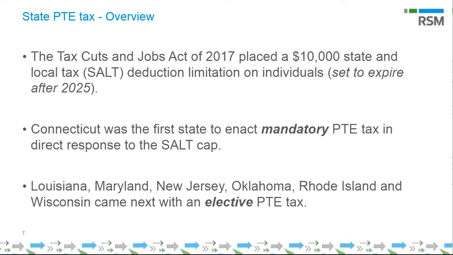Soon after Connecticut, a few states also came out with their own versions of pass-through entity taxes. We have the list down below: Louisiana, Maryland, New Jersey, Oklahoma, Rhode Island, and Wisconsin. Interesting to note, though, Connecticut was the first state to pass these taxes, and it's the only state to make them mandatory. Since then, the states that have come out with their own versions have been elective. And in addition to being elective, all of the state pass-through entity tax regimes differ dramatically amongst them. We're going to go through some of that.